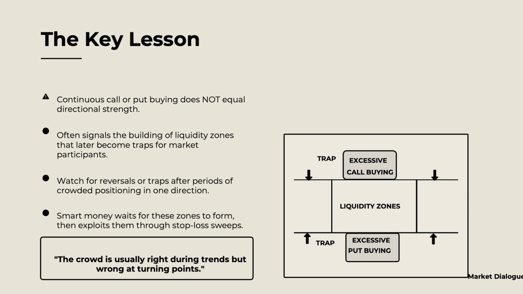There's an old trading saying, the crowd is usually right during trends, but wrong at turning points. This is why. At turning points, the crowd's positioning becomes the liquidity that fuels the next move in the opposite direction. Smart money doesn't follow the crowd. They wait for these zones to form, then exploit them.